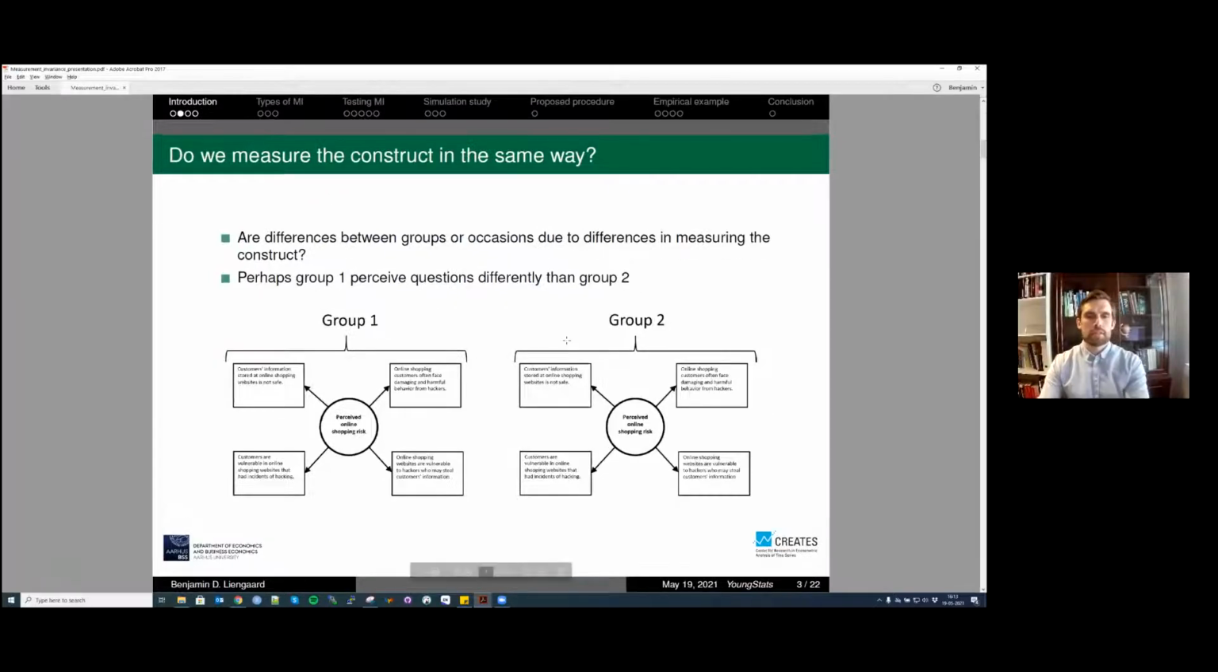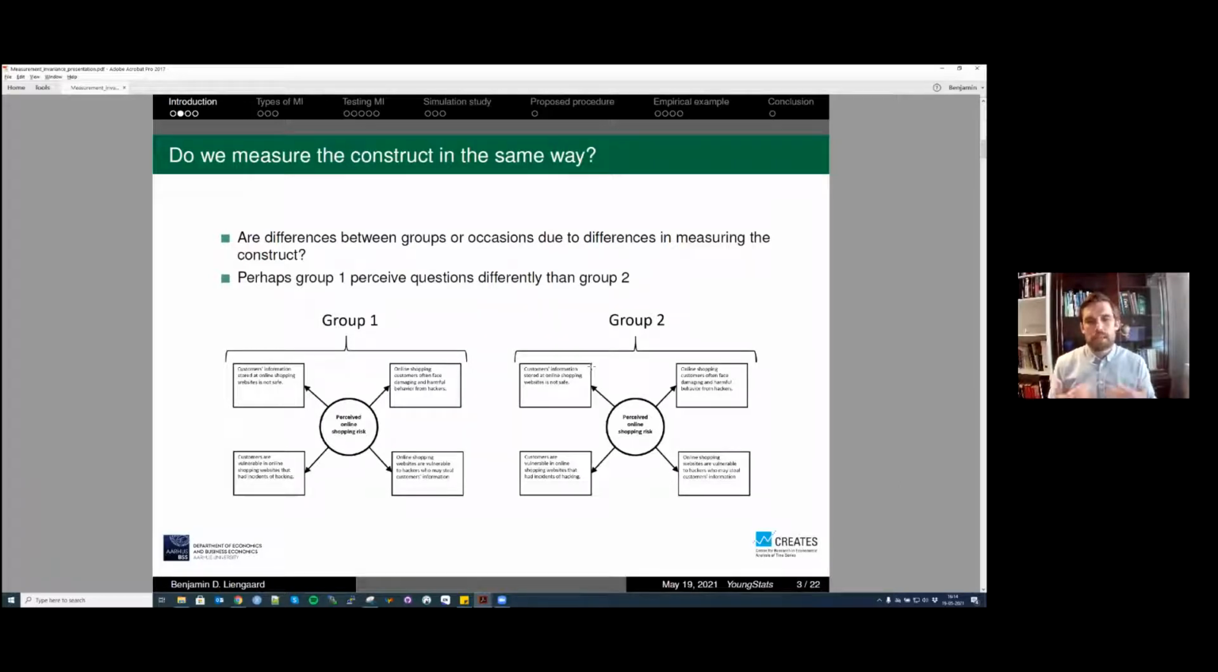So the question I will try to answer is, do we actually measure the same construct when we sample from different groups? Let's say we have a construct we measure for males, and we have the same construct we also measure for females. Maybe we're interested to see if the perceived online shopping risk is the same for males or females. Maybe it could be the case that the means of these latent variables differ between the groups.